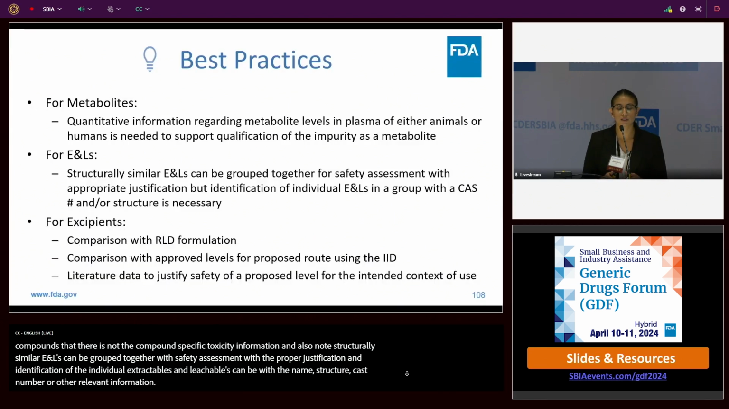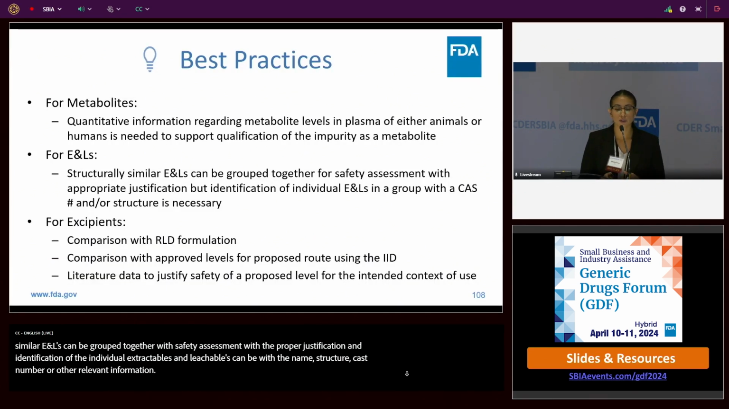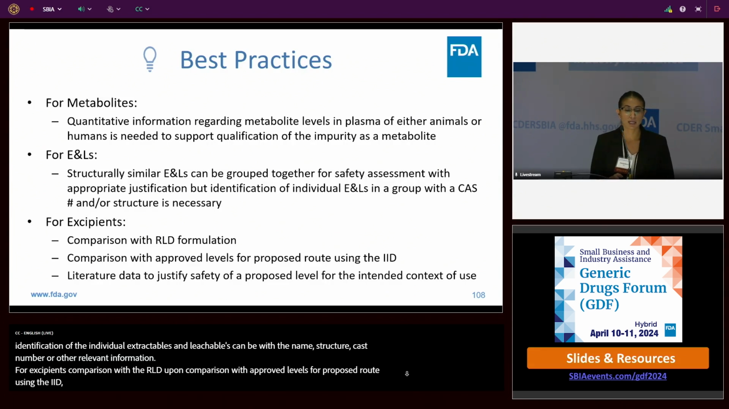For excipients, comparison with the RLD, comparison with approved levels for the proposed route using the IID, and submitting literature data to justify the safety of the proposed level for the intended context of use of your drug product.